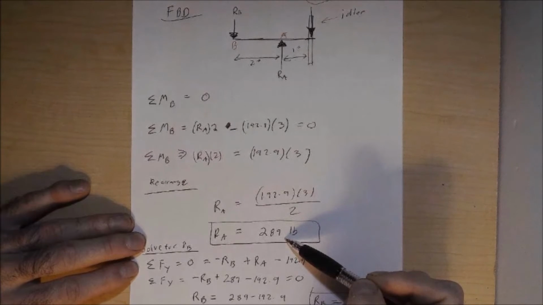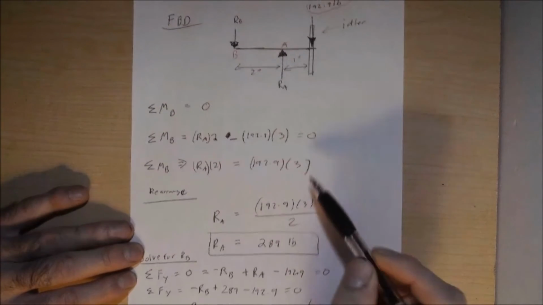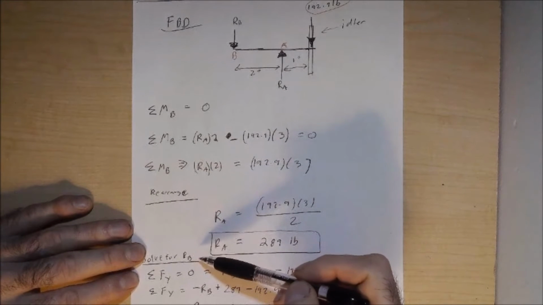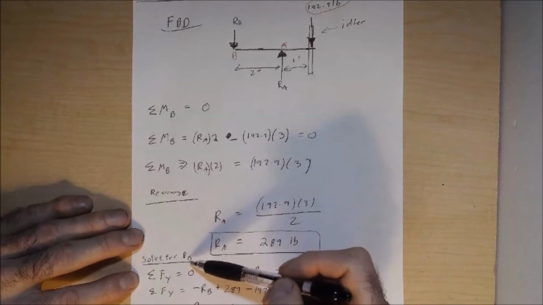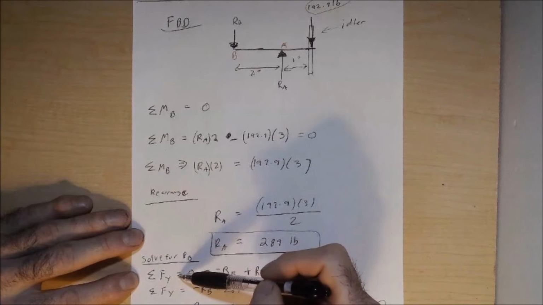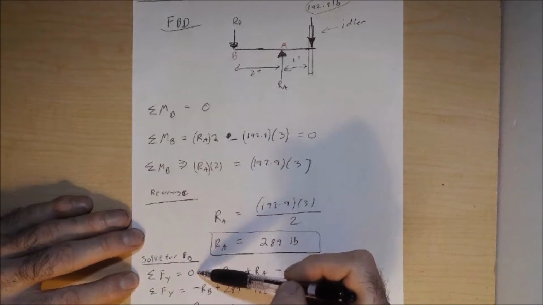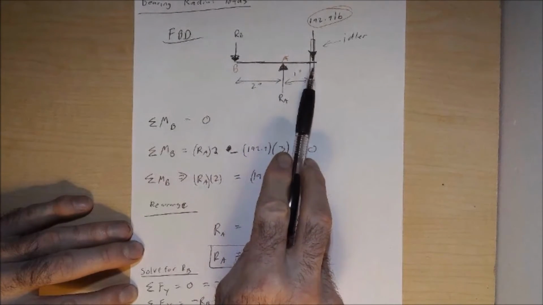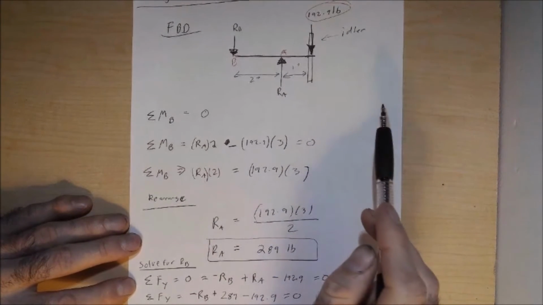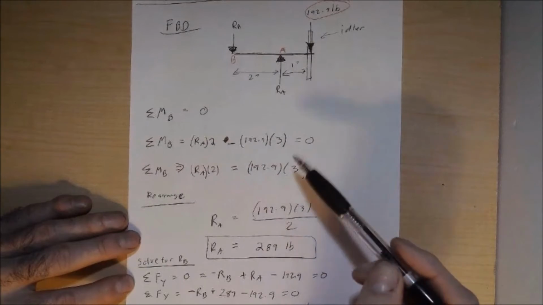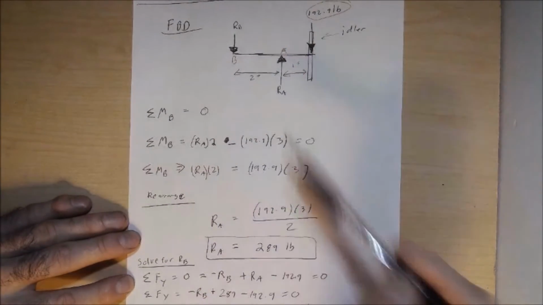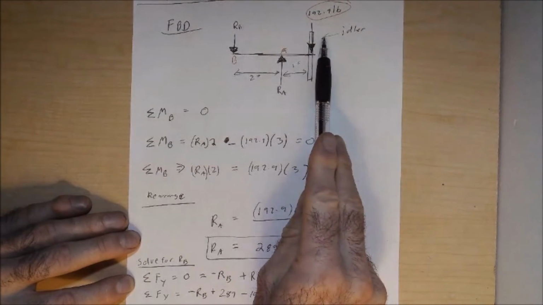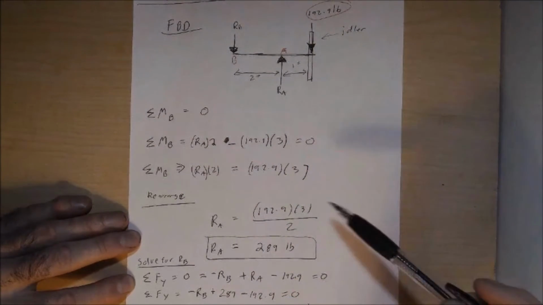What we can do now is use the summation of forces in our y direction in order to solve for R sub B, which is our bearing radial load at bearing B. So we can say the summation of forces in our y direction is equal to 0. So what are our forces? Well, we have R sub B, R sub A, and our idler. So if we call our positive y going up, then we have a negative R sub B, a positive R sub A, and a negative 192.9 pounds there, all equal to 0.